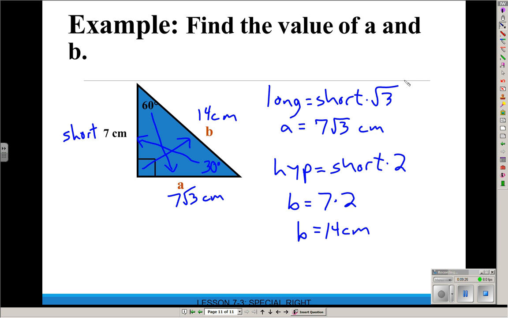Make sure you know what kind of triangle it is. Identify the side you know, and then use the formulas to find the sides you don't know. Long equals short times the square root of 3, and hypotenuse equals short times 2.